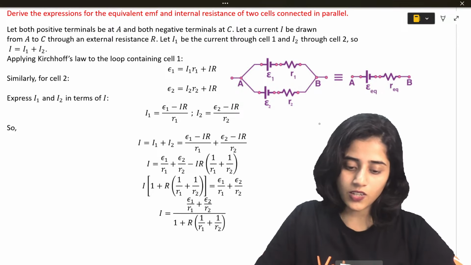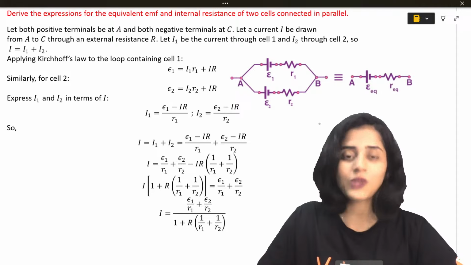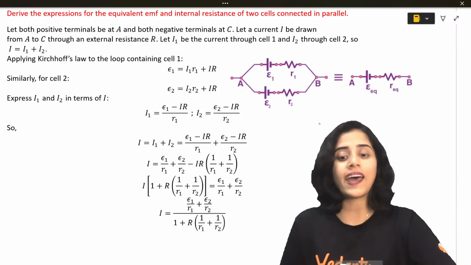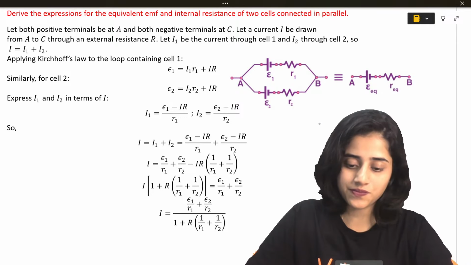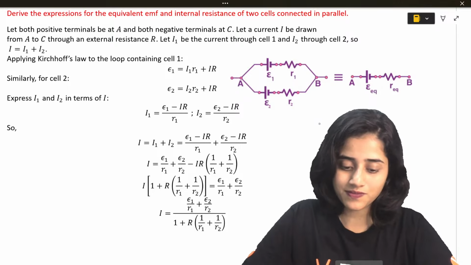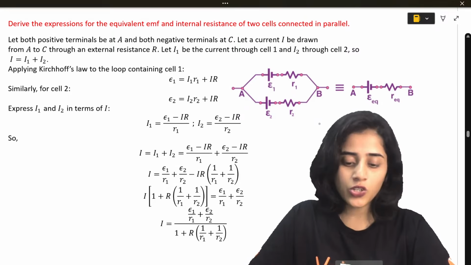One second, I lost the live chat. Okay, two cells connected in parallel. Yeah. How do you get that?